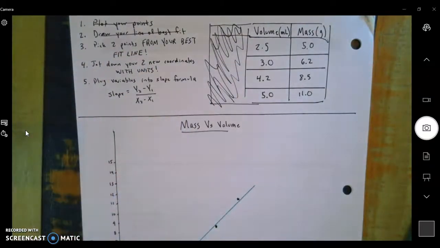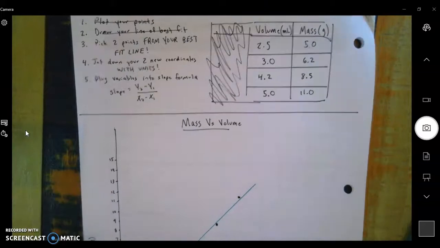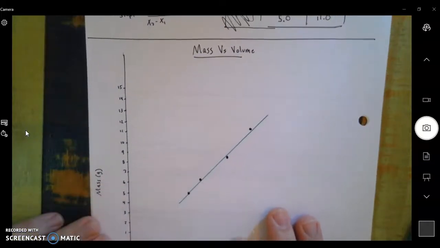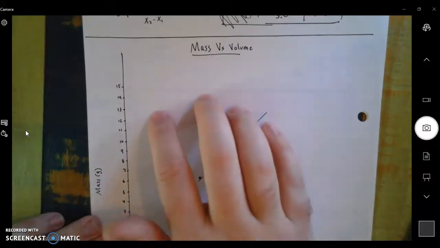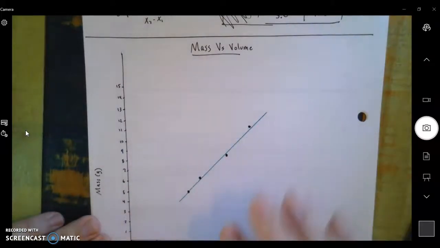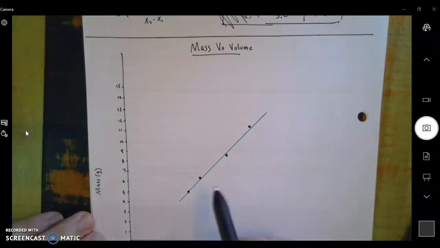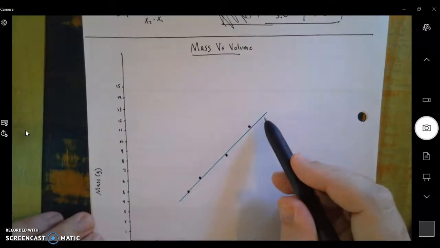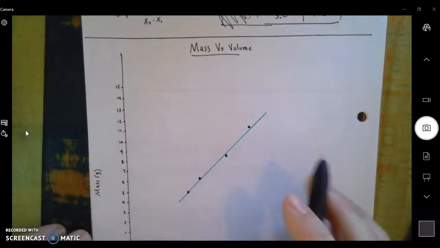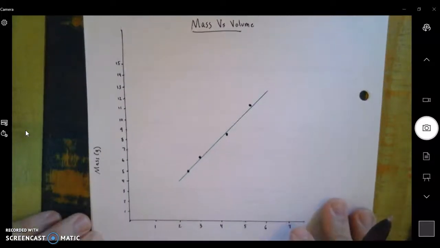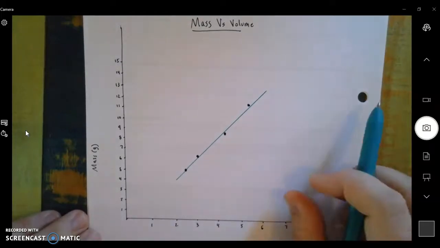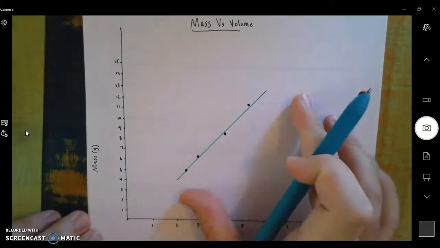Now we need to pick 2 points from our best fit line. Oftentimes in class, if you have grid paper so you can see the grid behind your graph, you want to try to pick a point where your line of best fit goes through that crosshair of the grid. Fortunately, I don't have that, so I'm going to stick with 2 points that I know are as far away from each other as possible.